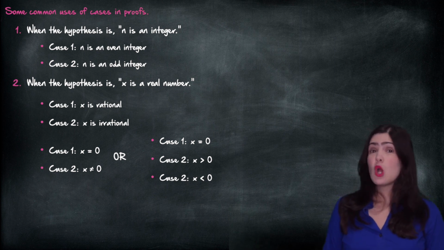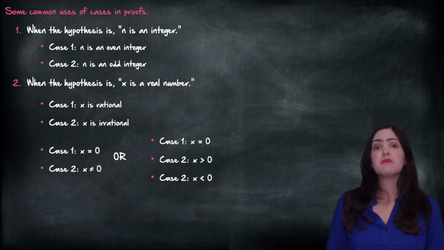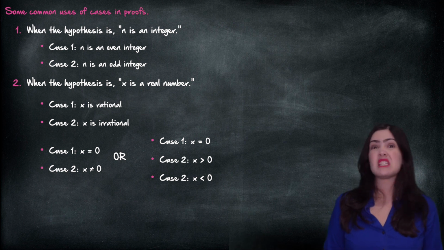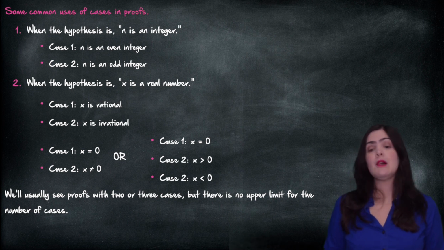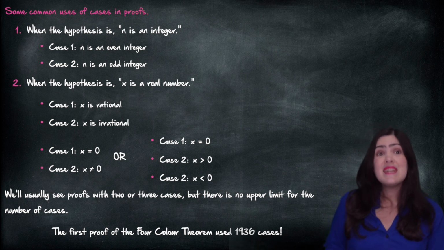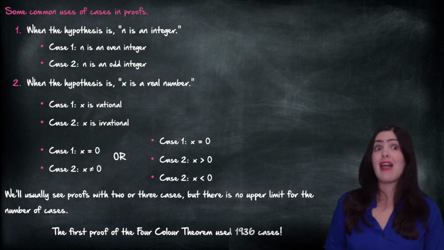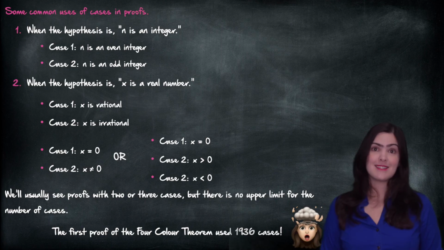Now, for us, most of the time we're going to use proofs involving 2, 3, maybe 4 cases, but usually no more. But there is actually no upper limit on the number of cases that you consider in a proof by cases. So for example, the first proof of the 4-color theorem uses 1,936 cases. That is a lot of cases.